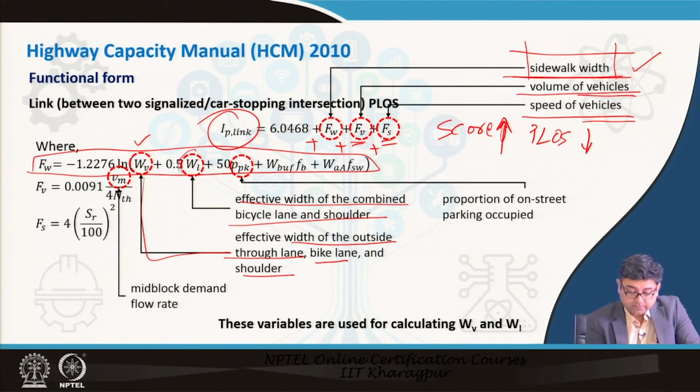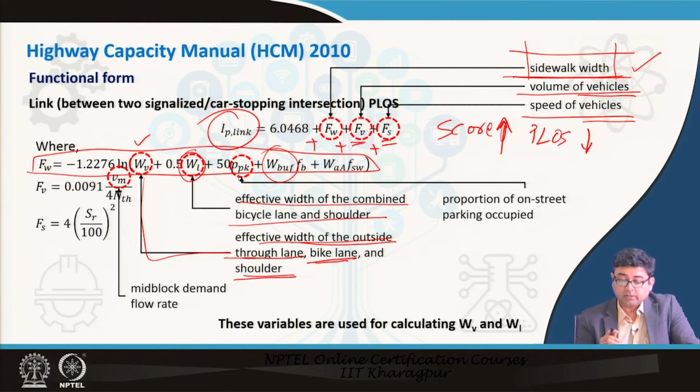So, this is the effective combined width of the bicycle lane and shoulder, whereas this is the effective width of the outside through lane, bicycle lane and shoulder. There are also 2 other items: the width of the buffer that is available, if there are any plantations or anything between the vehicles and the pedestrians, and the other one is the effective width, which we will tell you what it is.